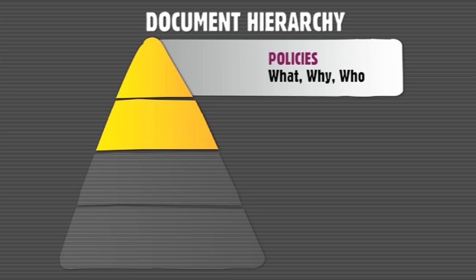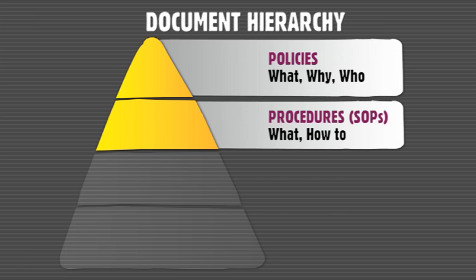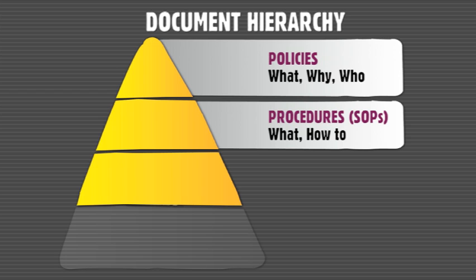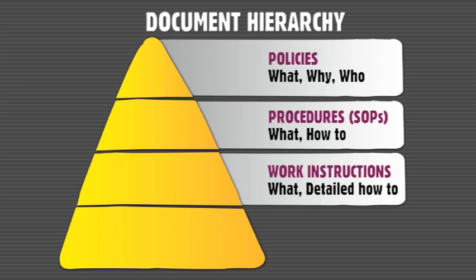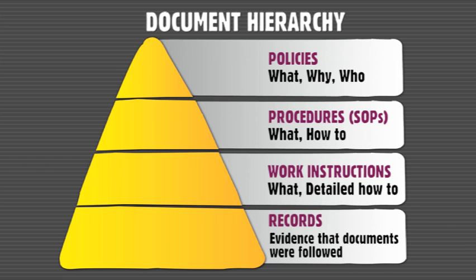At the next level of the document hierarchy are procedures, standard operating procedures, or SOPs. SOPs are more specific because they tell who is to do something, what is to be done, and how it is to be done. The next level down in the document hierarchy are work instructions. Work instructions are very specific. They usually apply to one particular task, one particular activity, and who is to do that activity. At the bottom level of the document hierarchy are records. Records provide independent evidence of an action, an event, or a decision.